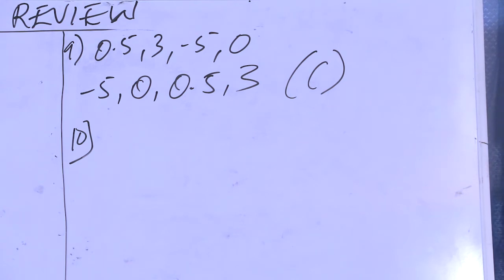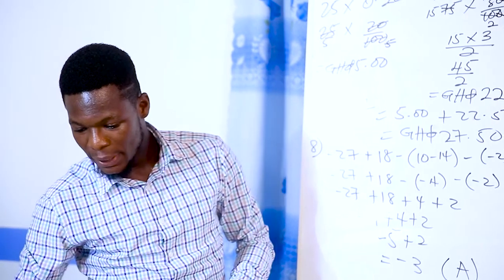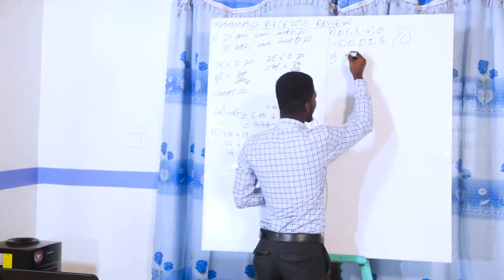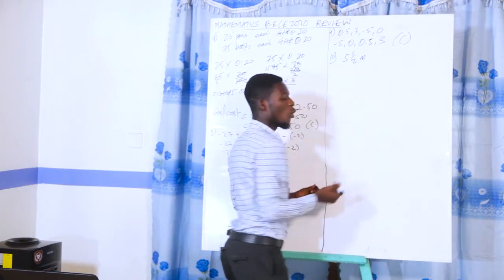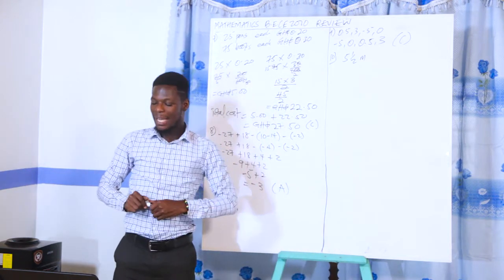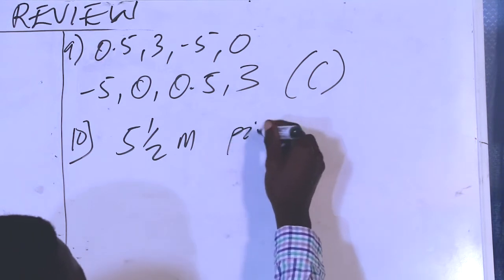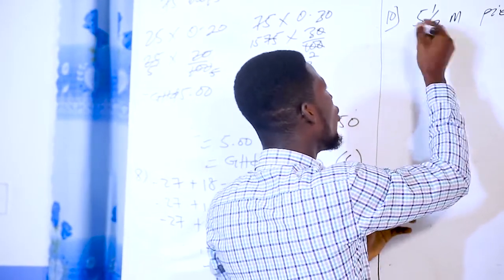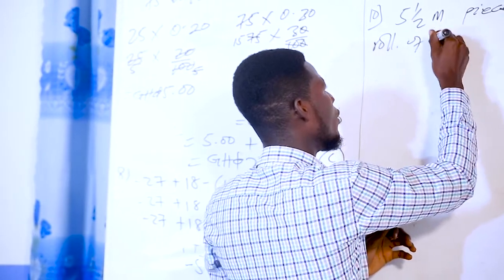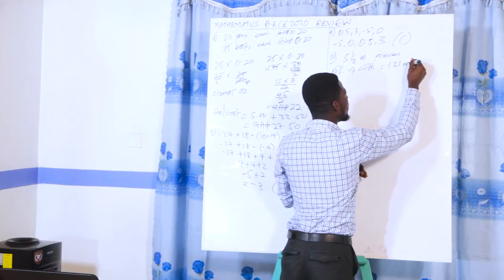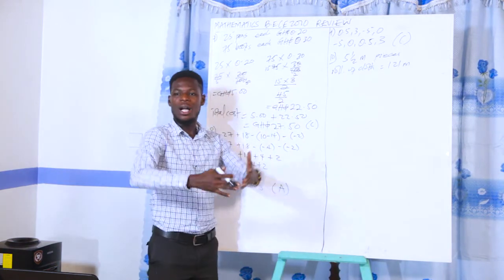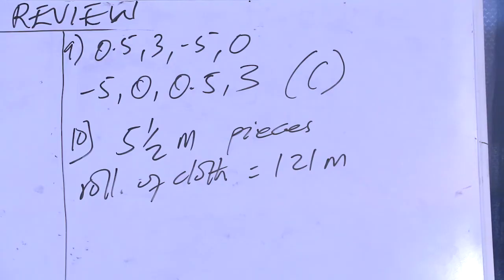Question 10. Find how many pieces of cloth 5.5 meters long can be cut from a roll of cloth 121 meters long. So the question is trying to tell you that you have a roll of cloth which is 121 meters long. How many 5.5 can you cut?